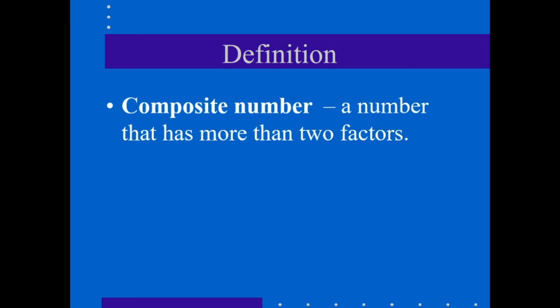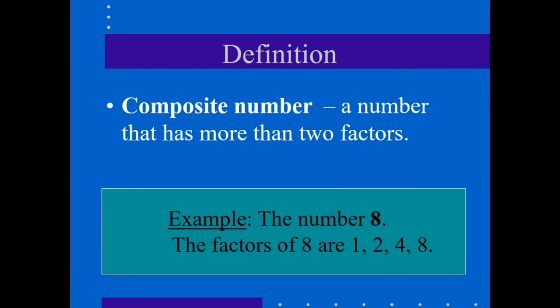Let's define what is composite number. Composite number, it is a number that has more than two factors. Example, 8. The factors of 8 are 1, 2, 4, and 8. 1 times 8 equals 8. 2 times 4 equals 8. That's why the factors of 8 are 1, 2, 4, and 8.